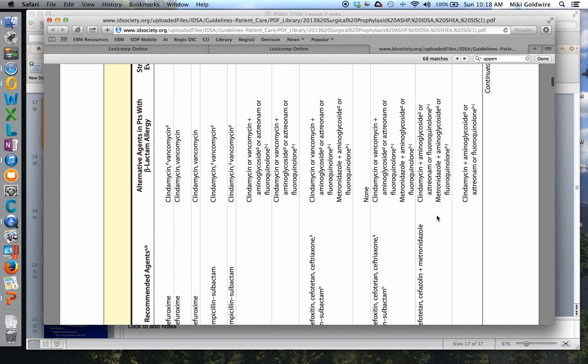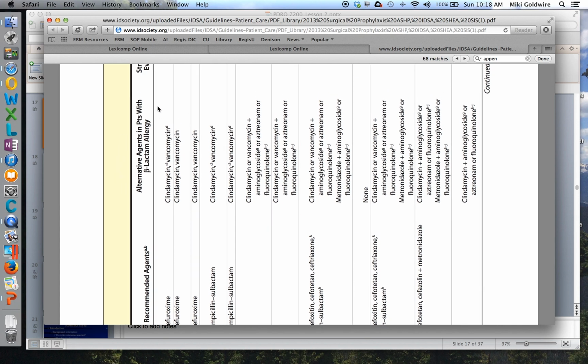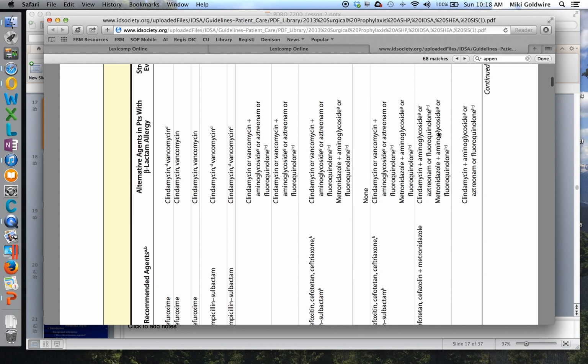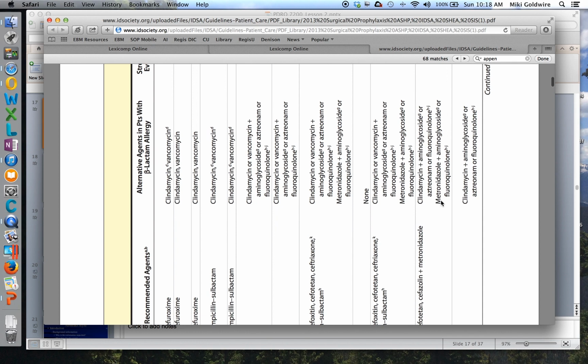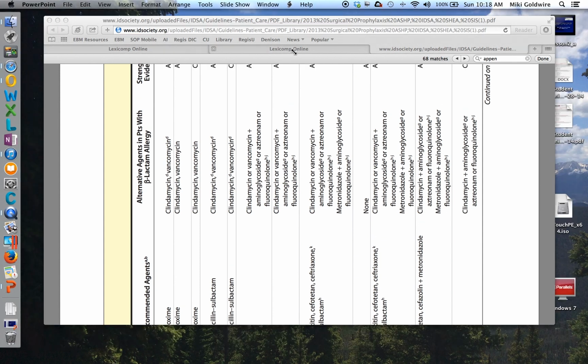But here is your alternative in patients with a beta-lactam allergy. Clindamycin plus an aminoglycoside, or aztreonam plus a fluoroquinolone, or metronidazole plus an aminoglycoside or fluoroquinolone. So now we have our alternatives. If we decide that we're going to give this patient clindamycin plus an aminoglycoside, we can go to the clindamycin monograph.